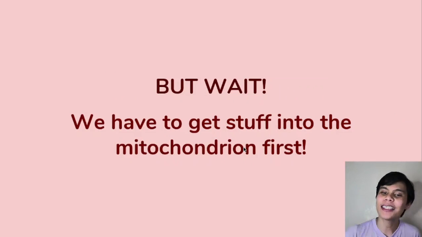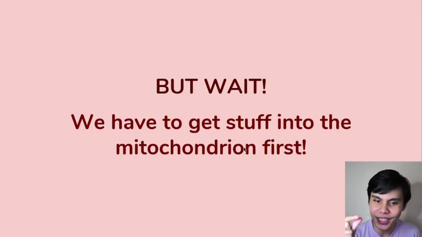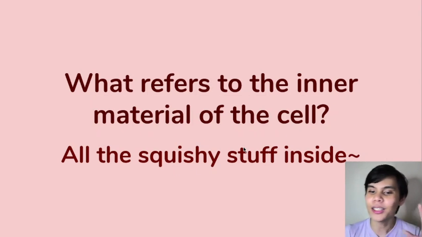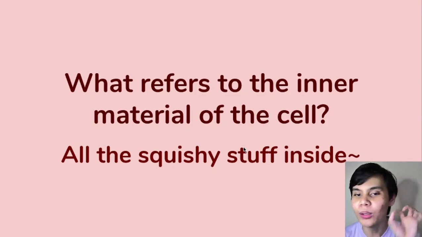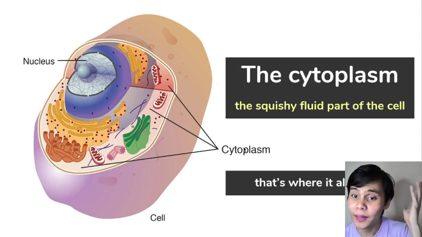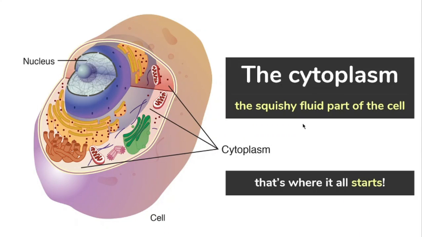But wait, we have to get the stuff. We have to get the goods into the mitochondria first. And the problem with that is that glucose is kind of big. So first, we find glucose in the inner material of the cell, the squishy part of the cell. We call that the cytoplasm. So that's where it all starts.